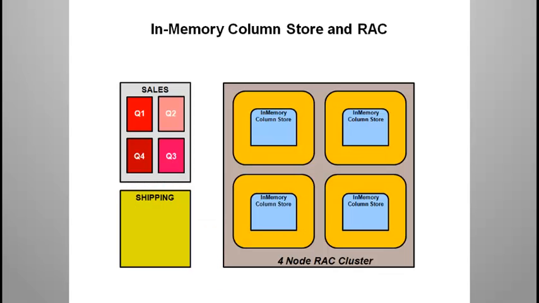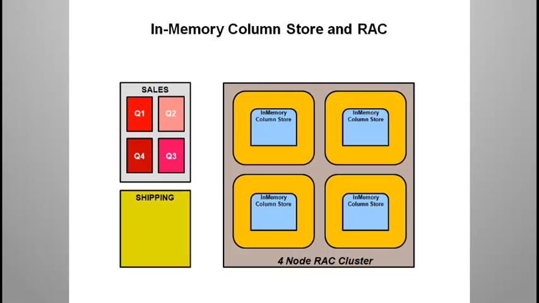There is one last property you can define for in-memory tables, that is a RAC property. Here, you can see on the right a four-node RAC cluster. Each node has its own SGA and in-memory column store. On the left, we have two tables which are represented in a logical columnar format. The sales table has four partitions, one for each quarter, and the shipping table is not partitioned.